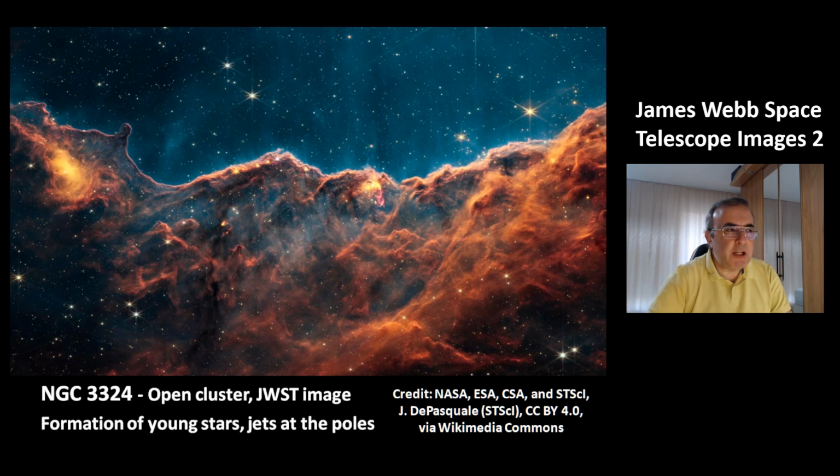This is a detailed James Webb Space Telescope image of the open cluster NGC 3324. And you can see the formation of young stars. And like in the case with the Protostar, you can see jets at the poles.